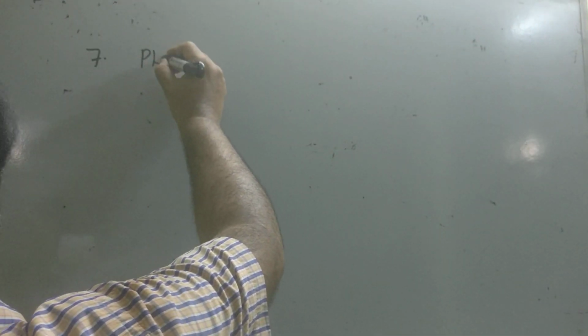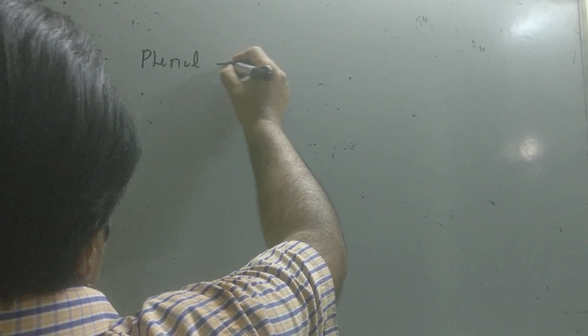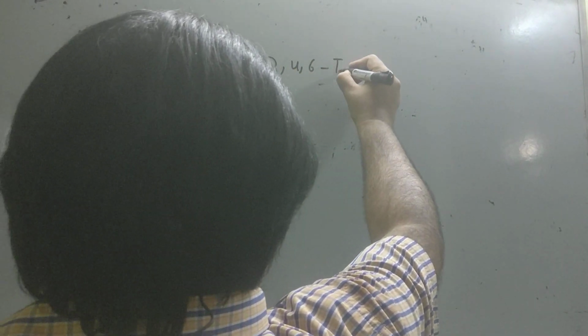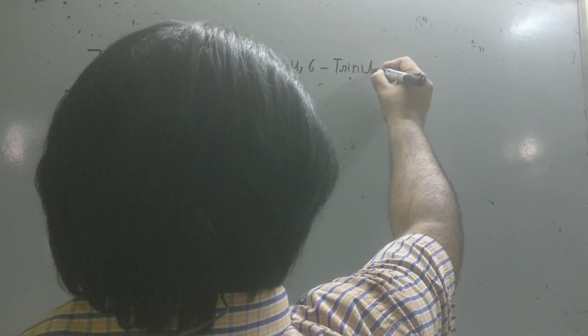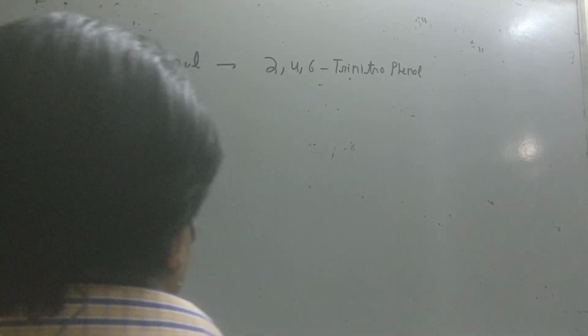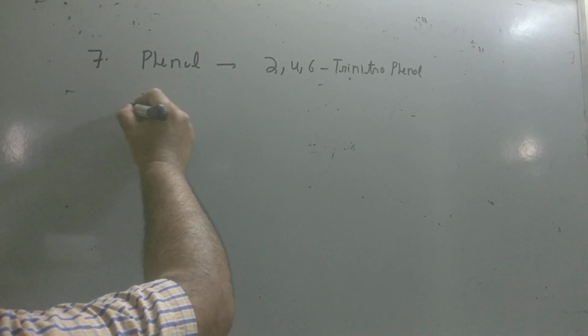The seventh one was phenol into 2,4,6 trinitrophenol. That is also called nothing but picric acid. Most of us know, very strong acid. Three electron withdrawing groups, three nitro groups. So this everyone should be knowing.